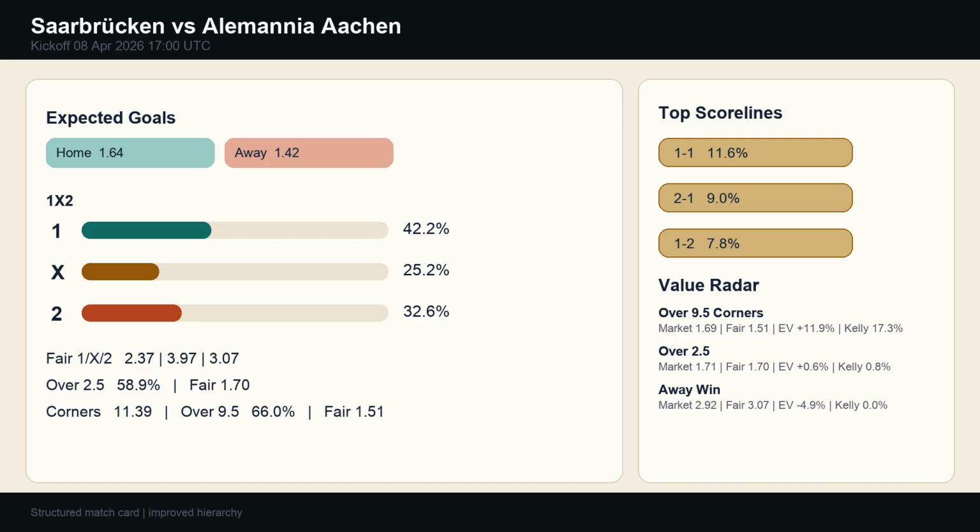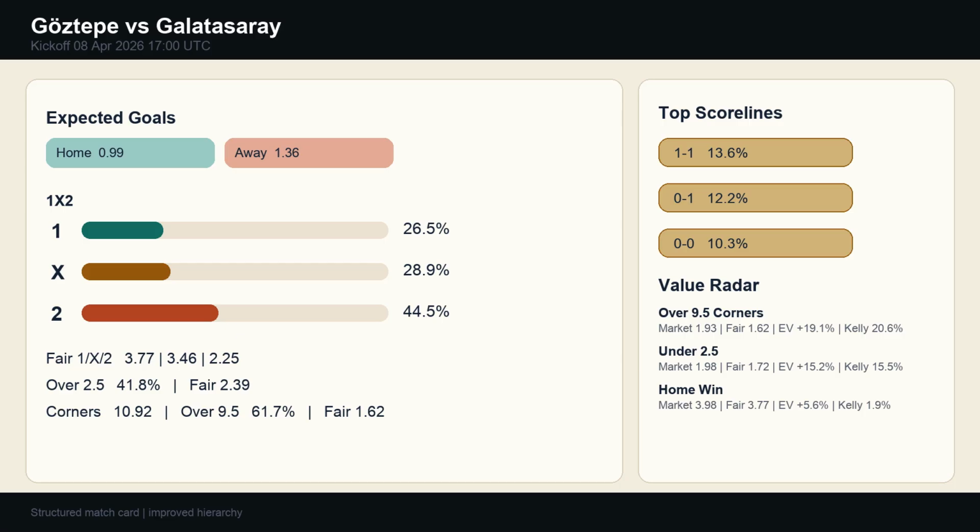Now Göztepe against Galatasaray. The model's main message is under 2.5 goals, even though Galatasaray still rate as the stronger team on brand strength and baseline quality. The expected goals profile is not explosive. The numbers do not describe a free-flowing attacking match. They describe a controlled game with limited margin. That already makes the under attractive before the football context is added.